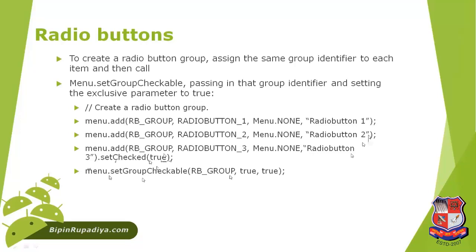So what happened here, we have created three radio buttons in one group, and we have set the third button as checked. So in this particular way you can create radio button items in your menu. Do you have any doubt in this?